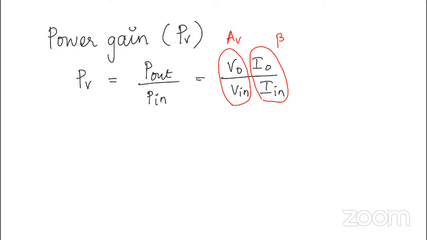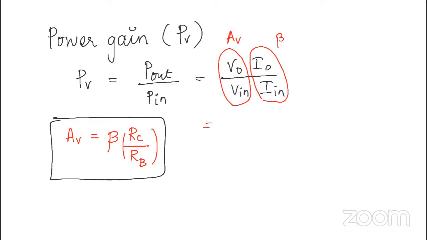So here we write AV, that is voltage gain, represented by the formula beta into RC divided by RB. We saw that in the last class itself. So this is the formula for voltage gain. Now for this voltage gain AV, we are just substituting this one into here.